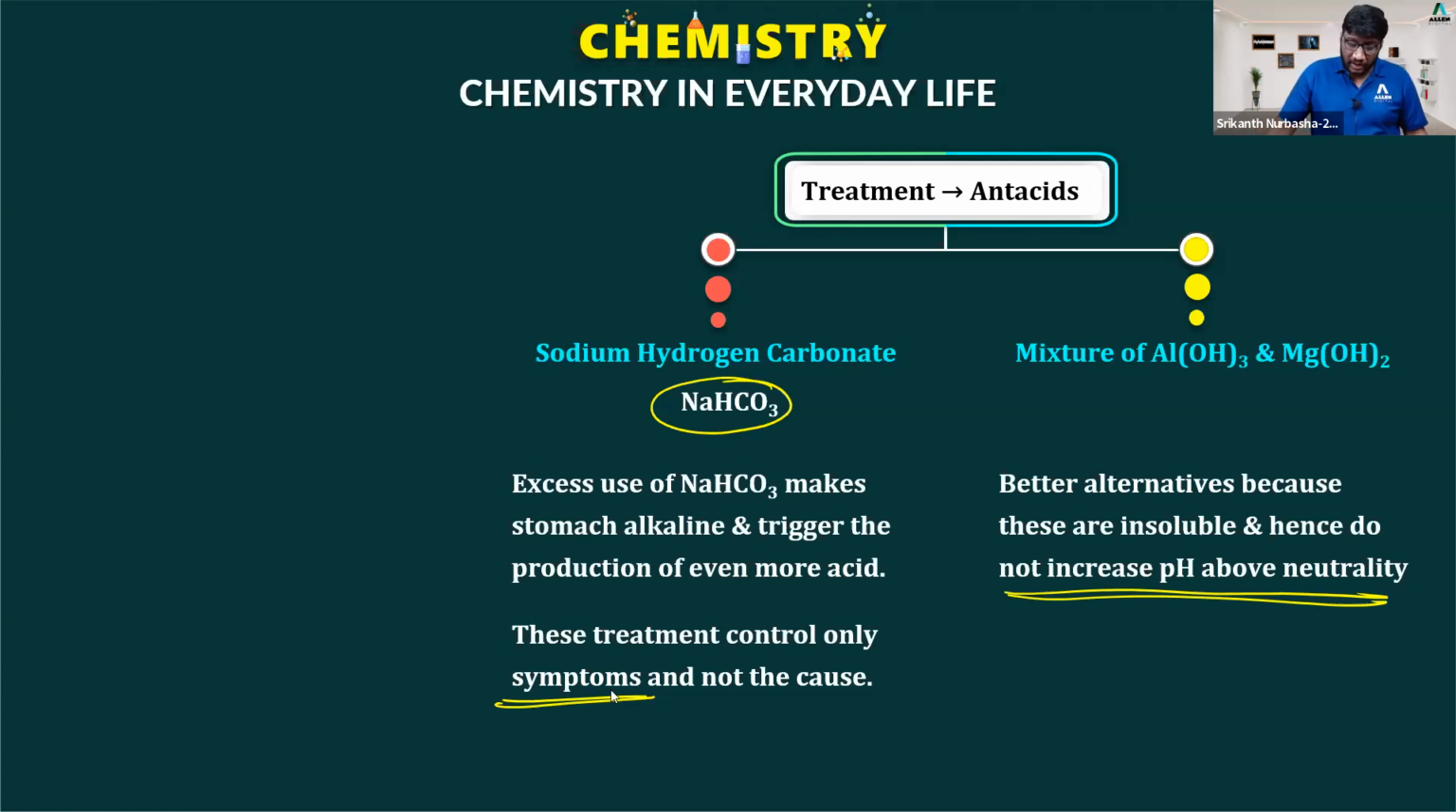Understood the treatment? If we are taking a medicine which reacts with the acid already present in the stomach, that is just controlling the symptoms, not the cause. The cause is the production of more acid. If we take a medicine, that medicine has to control the production of more acid. So then comes the revolution of antacids. Actually, there was a chemical, pepsin, released along with HCl.